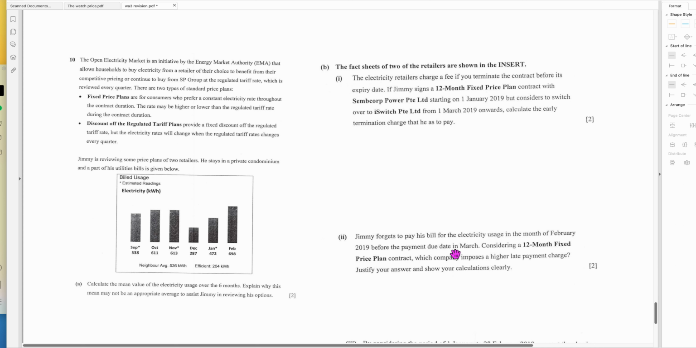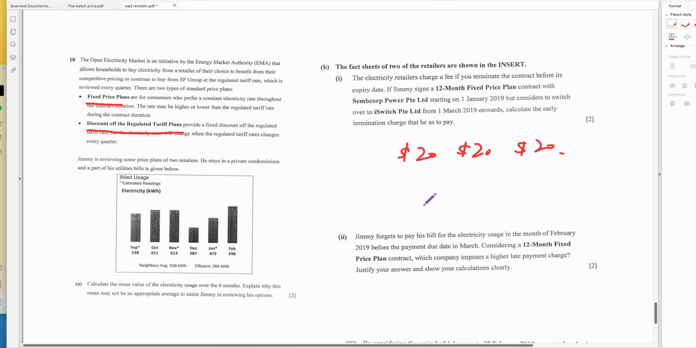This is what is happening in Singapore now. So you either choose the fixed price or you choose a discount off the regulated tariff plans. So fixed price is very simple lah. Every month you pay the same thing. Let's say $100, fixed price. Then for this one, discount off the regulated tariff rate, it really depends on what the discount is in that month. Okay? So I give you a general picture first. Fixed price, every month $20.